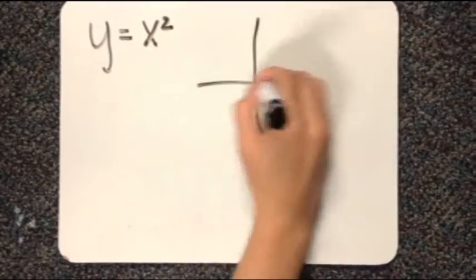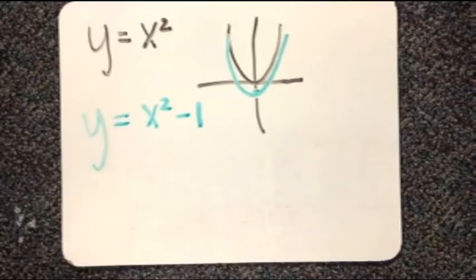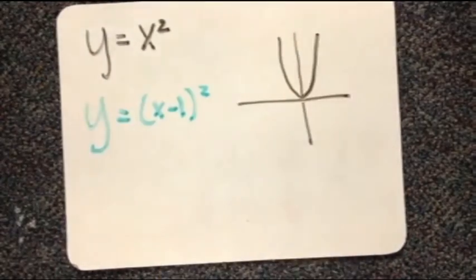By subtracting 1 from the function, the graph will move down 1 unit on the y-axis. Subtracting 1 from x will move the graph right 1 unit.